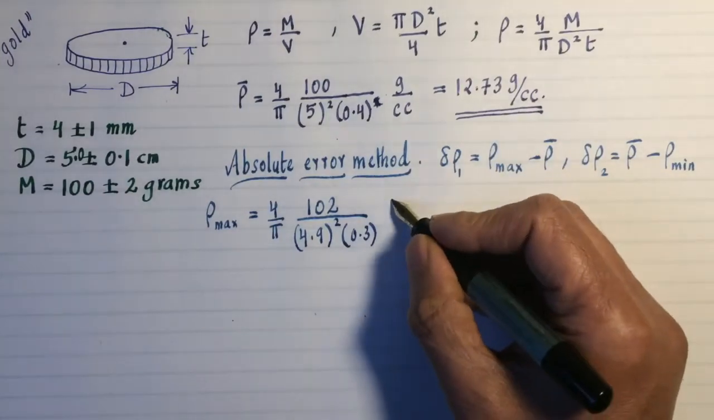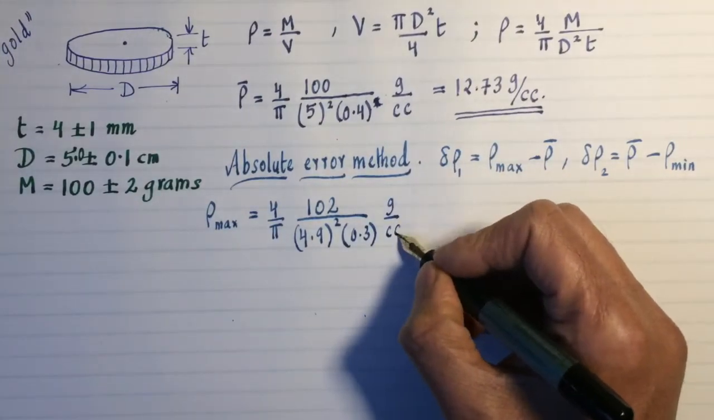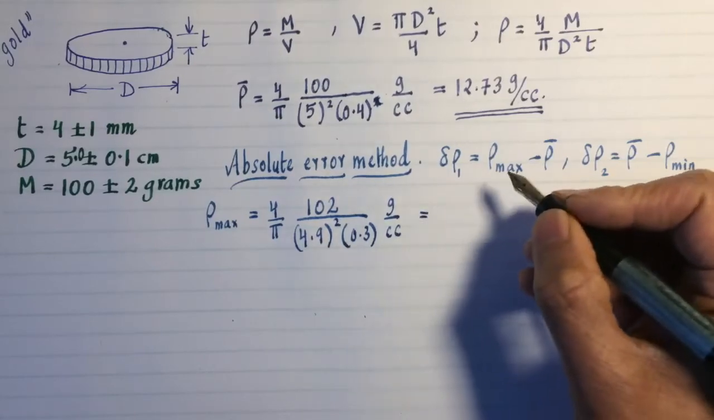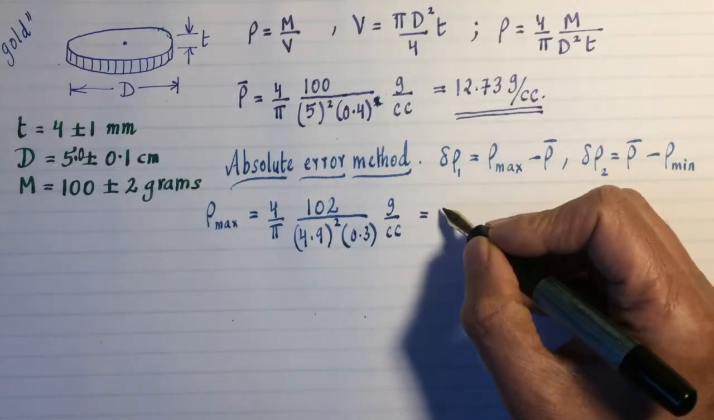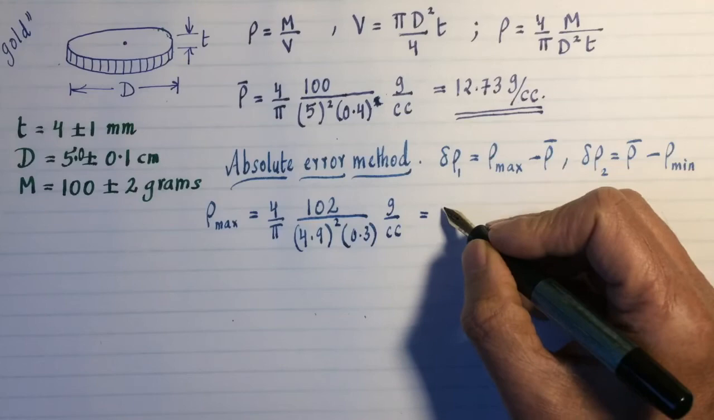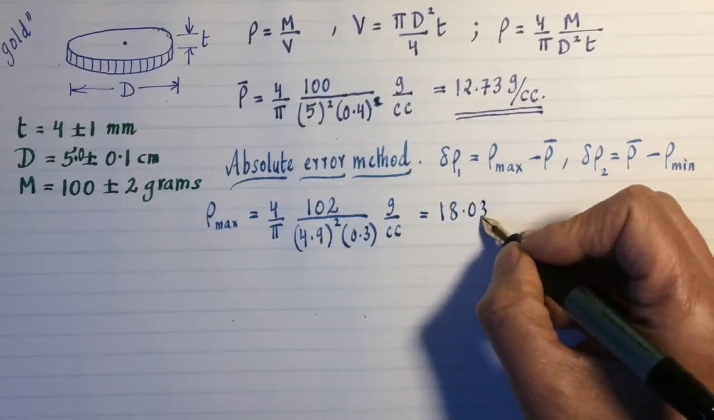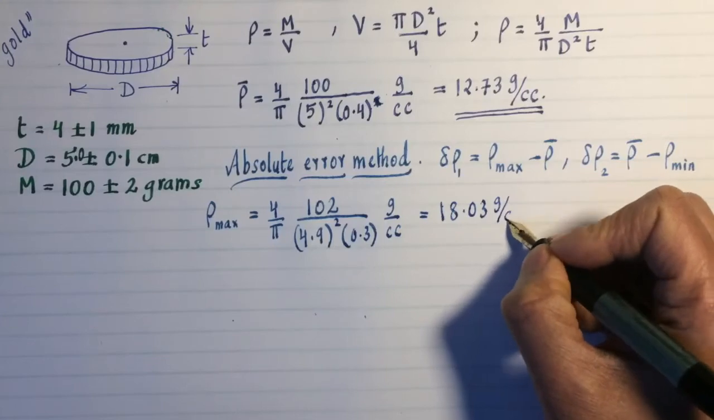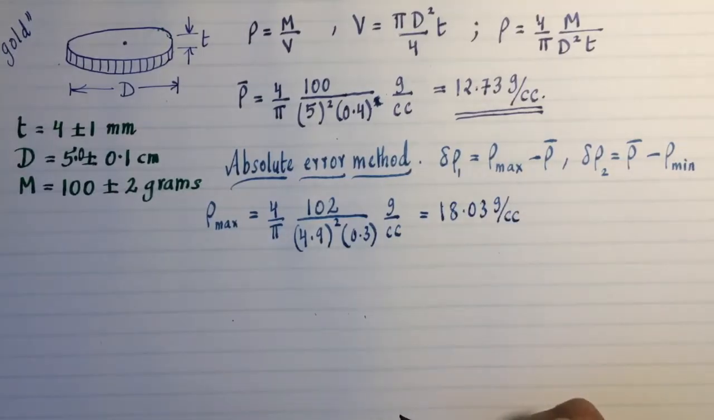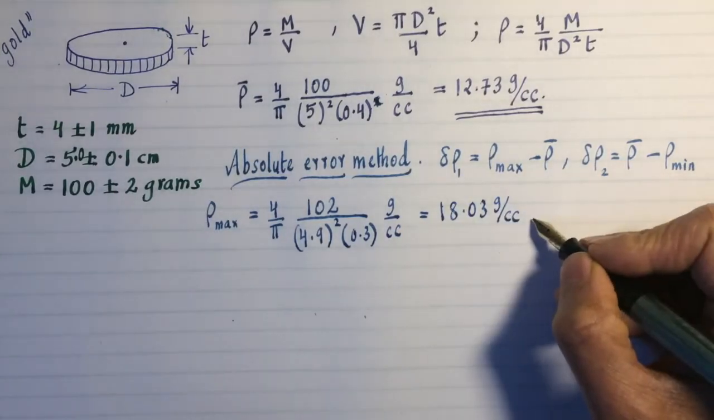So this grams per cc, when you evaluate this, and I've done this off the screen in my calculator, I get 18.03. And that makes sense. It is bigger than the average density.